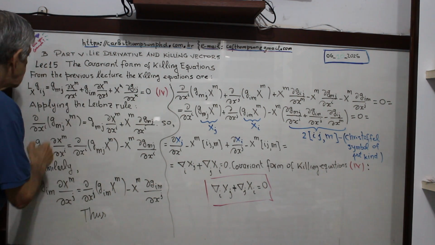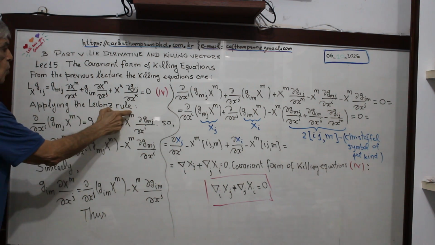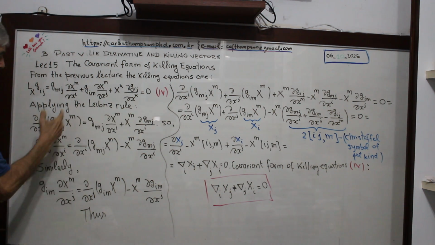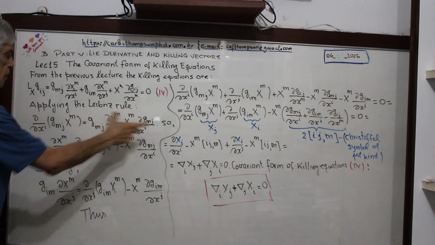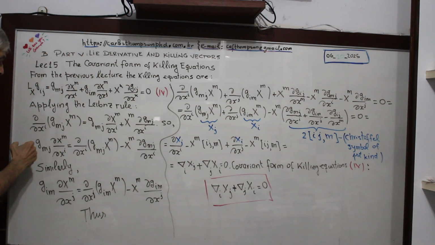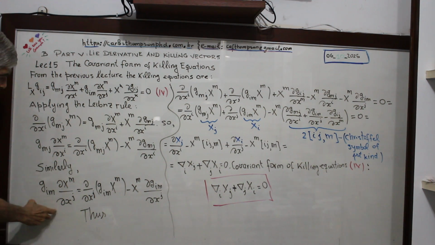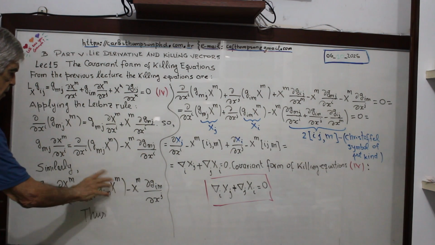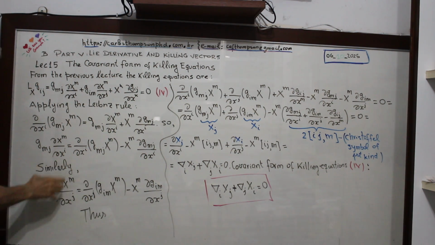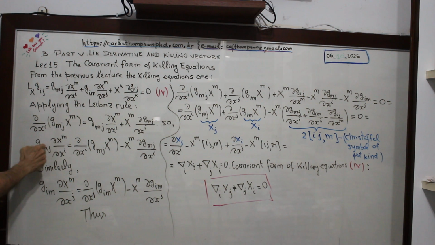So, apply the Leibniz rule. This is the product rule. You just expand this product here into two terms. Just apply the product rule. Likewise, in this case, similarly, expand this. It's quite easy. That's the product rule. This is similar to this one.